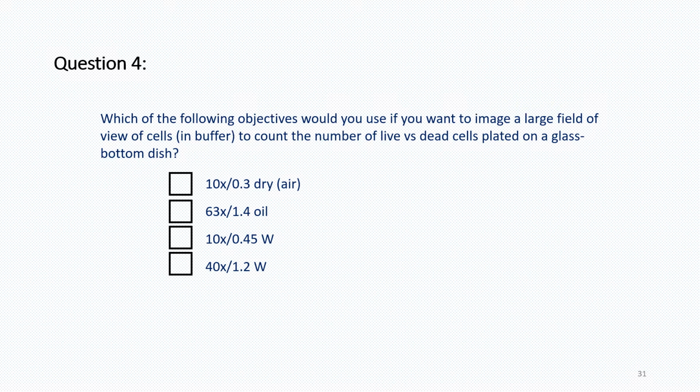Now let's say your goal is to image a large field of view of cells in buffer solution to count the number of live versus dead cells. Which of the following objectives would you use? A 10x 0.3 dry objective, a 63x 1.4 oil, 10x 0.45 water immersion, or a 40x 1.2 water?